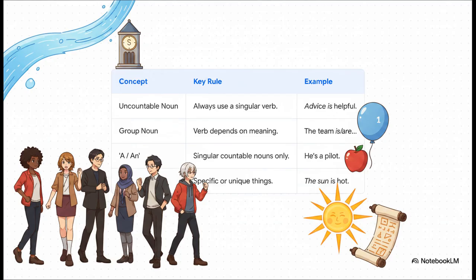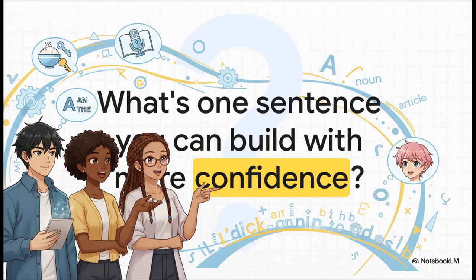The verb depends on if you mean a single unit or individuals. Third, a and an are only for singular countable nouns. And finally, the is your go-to word for being specific. Nail these four, and you're well on your way. So there you have it. The secret isn't about memorizing a million different rules. It's about understanding one core idea.